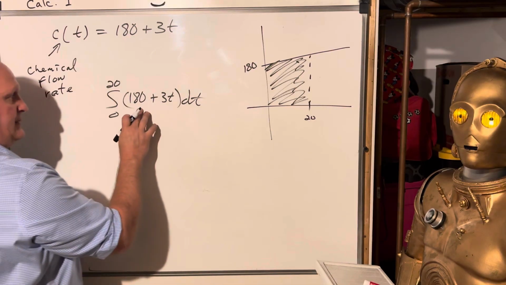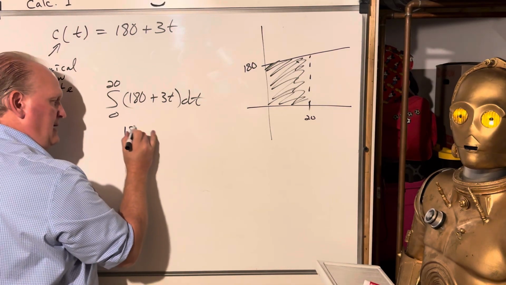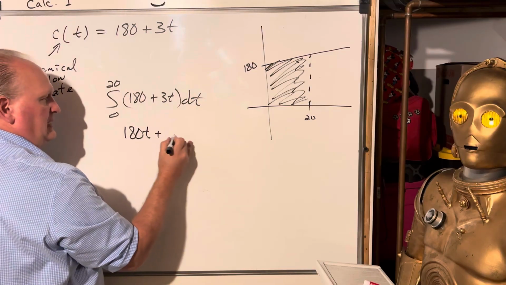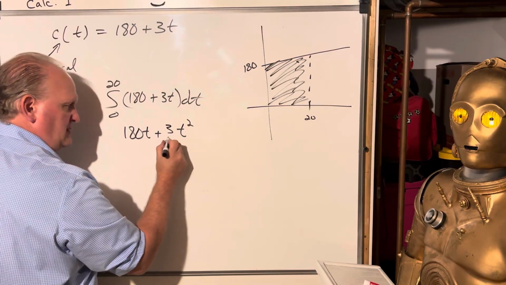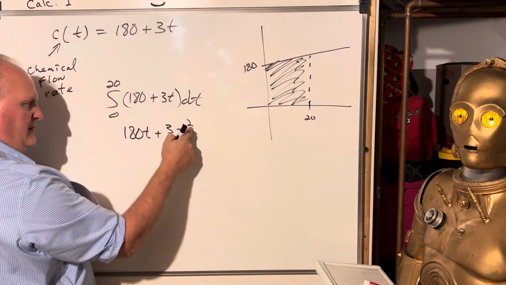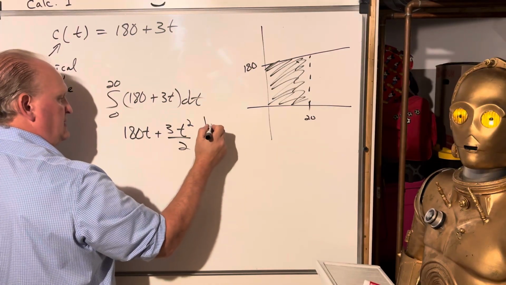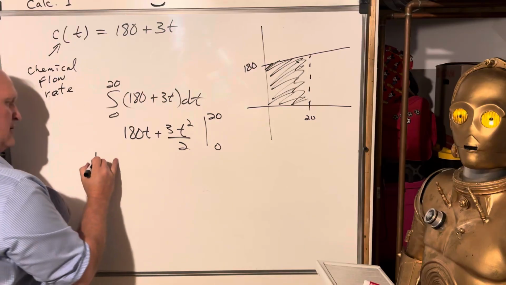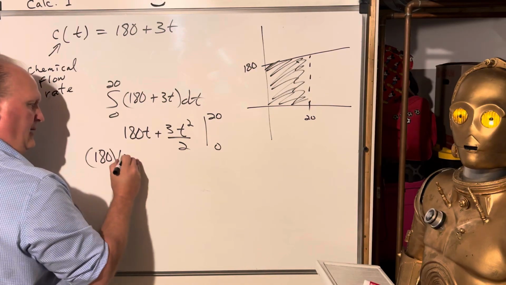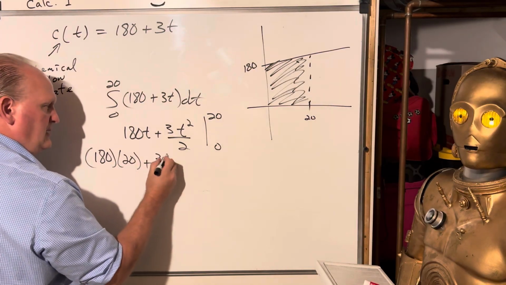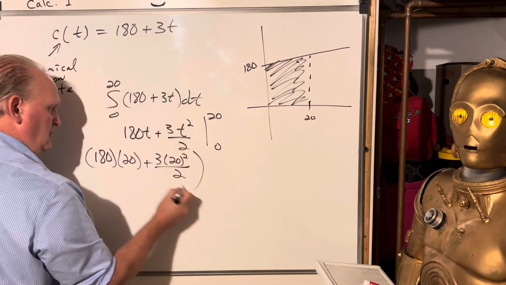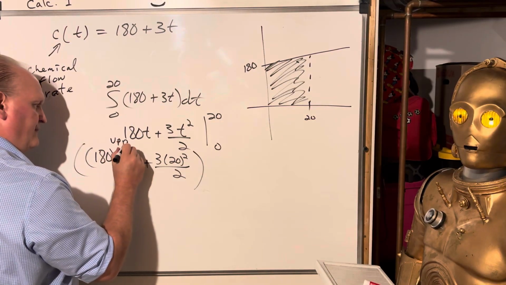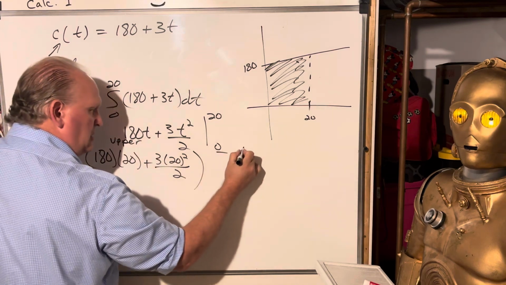And so do the antiderivative: 180t plus, that becomes t squared. The 3 is already there, and now we also have to divide by 2. Guys, divide by whatever the power is. From 0 to 20, so we get 180 times 20 plus 3 times 20 squared over 2. That is upper minus lower.